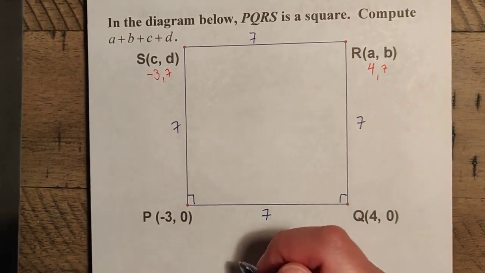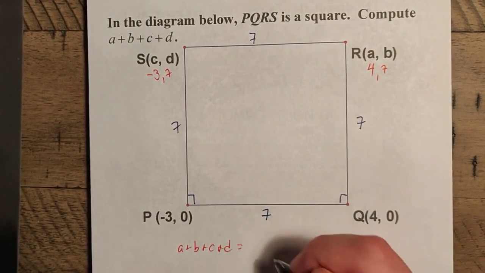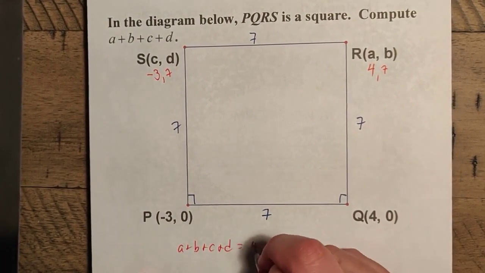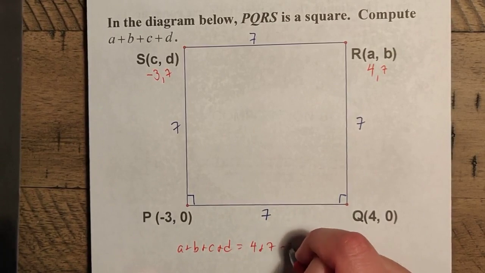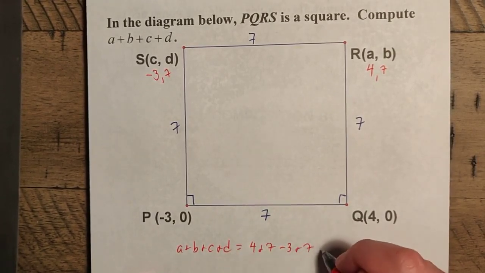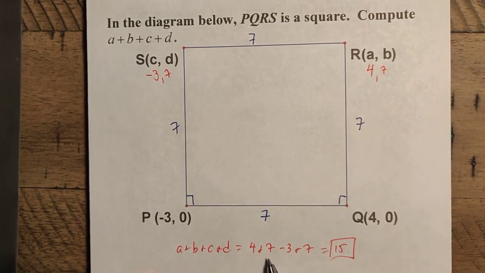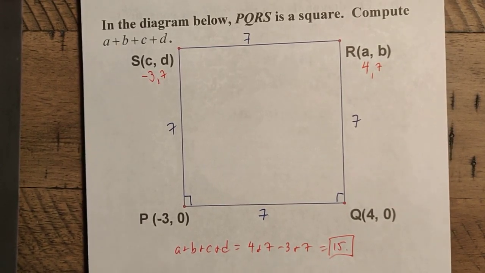Therefore, A plus B plus C plus D. Now we can write this out: A plus B plus C plus D. In this case we can put it all together. It's going to be 4 plus 7 minus 3 plus 7, and we see that we have 11 minus 3 is 8, plus 7 should be a total of 15. Alternately, you know that this is 7 plus 7, that's 14, and then you have a minus 3 plus 4, which is plus 1, that's also 15 as well.